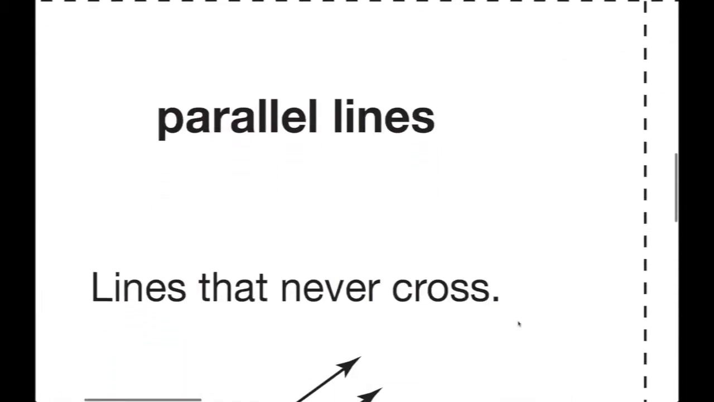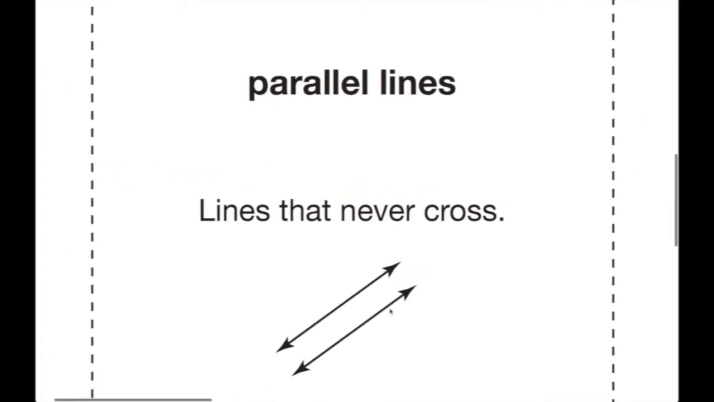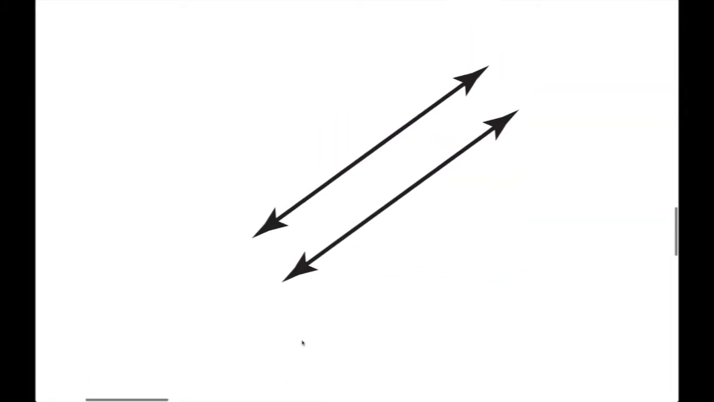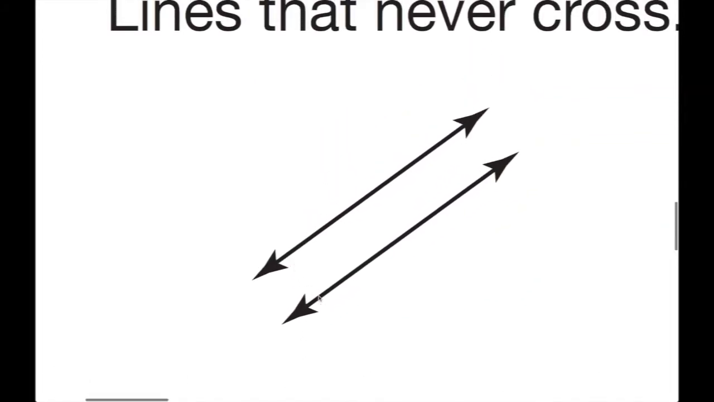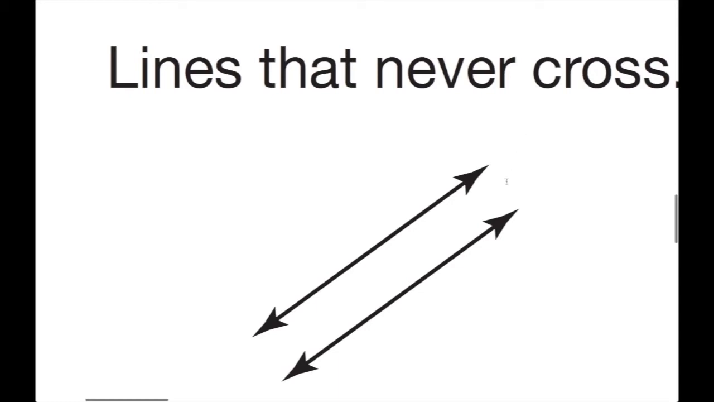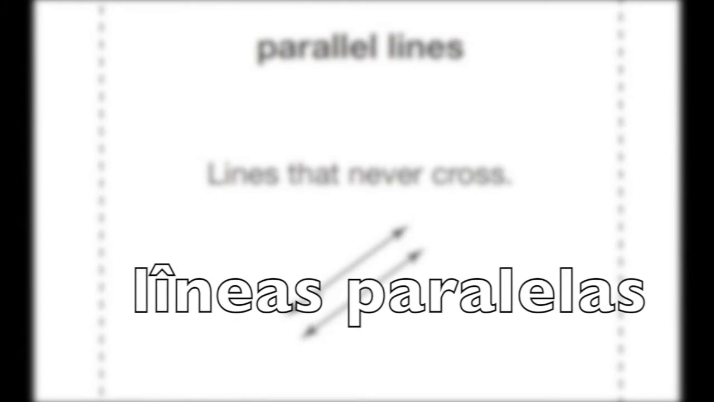Let's look at parallel lines. Parallel lines are lines that never cross. You can see that these lines right here will never cross. They will always keep the same distance no matter how long we keep drawing them. If we keep drawing them, they will never meet. That's a parallel line. Líneas paralelas.